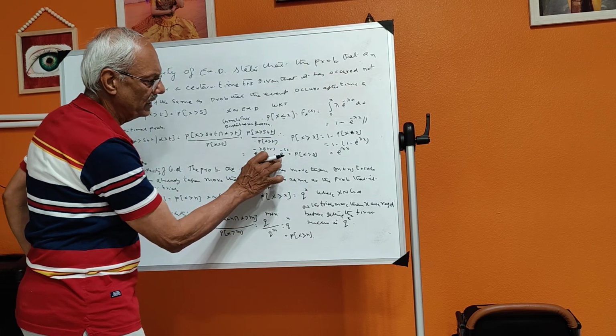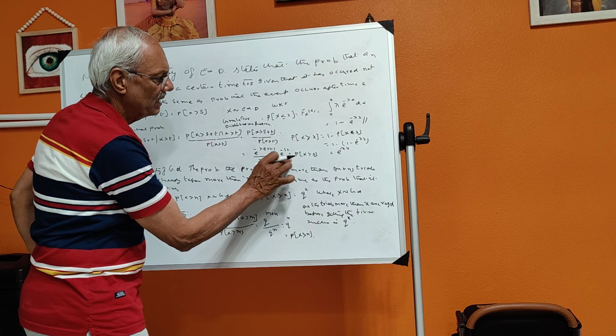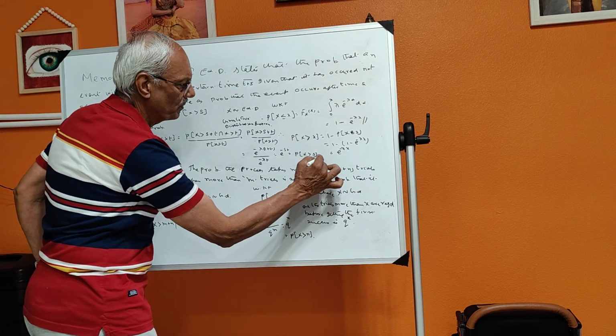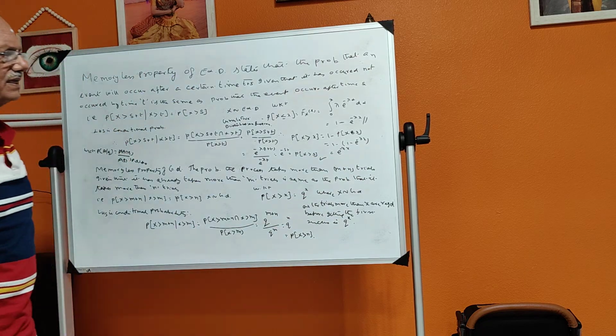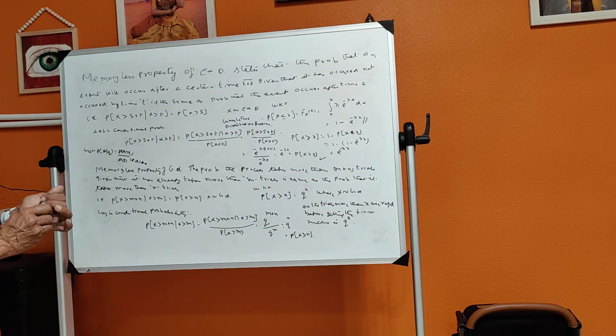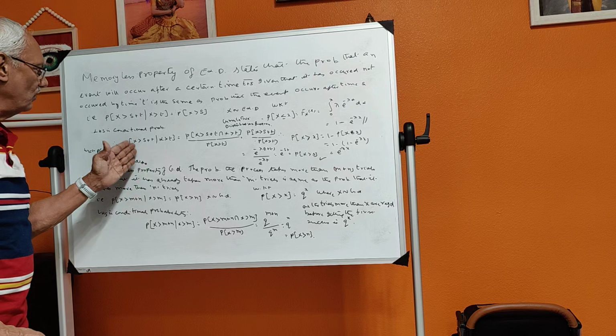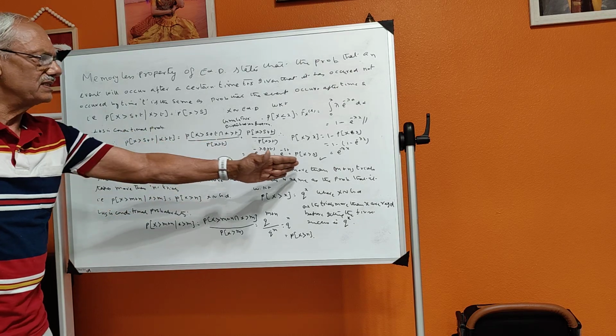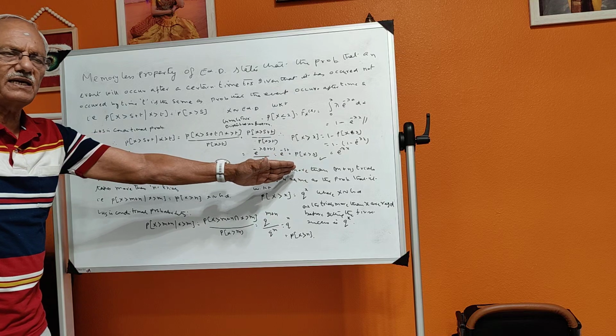So simplifying, you get e to the power of minus lambda s. But e to the power of minus lambda s is nothing but what? It is the probability of X greater than s. Therefore, what do we find? The conditional probability of X greater than s plus t given X greater than t is nothing but the probability of X greater than s.